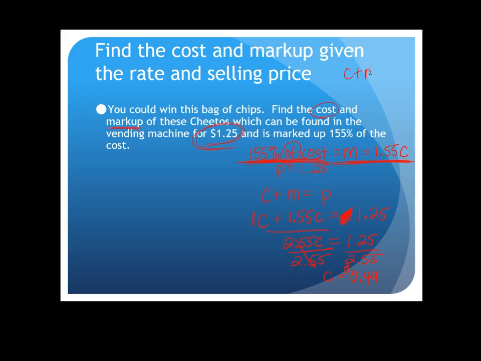So that's the cost, but then they also wanted the amount it was marked up. Well, remember, the markup is just going to be the selling price minus the cost. So I have my selling price was $1.25. My cost was 49 cents. If I subtract those, I get 76 cents. So it was originally 49 cents. It got marked up 76 cents to give us the selling price of $1.25.